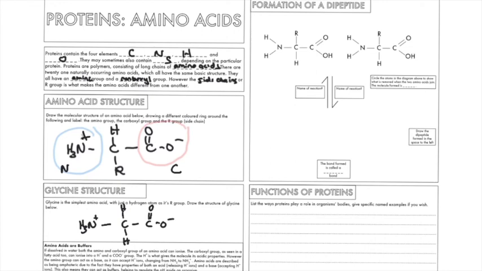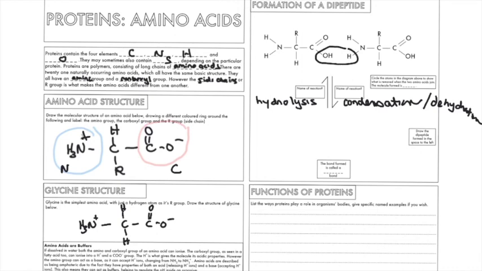Okay, and then the next column says formation of a dipeptide. So the name of the reaction going in the forward direction is condensation, and going in the opposite direction, it's hydrolysis. This could also be called dehydration synthesis.